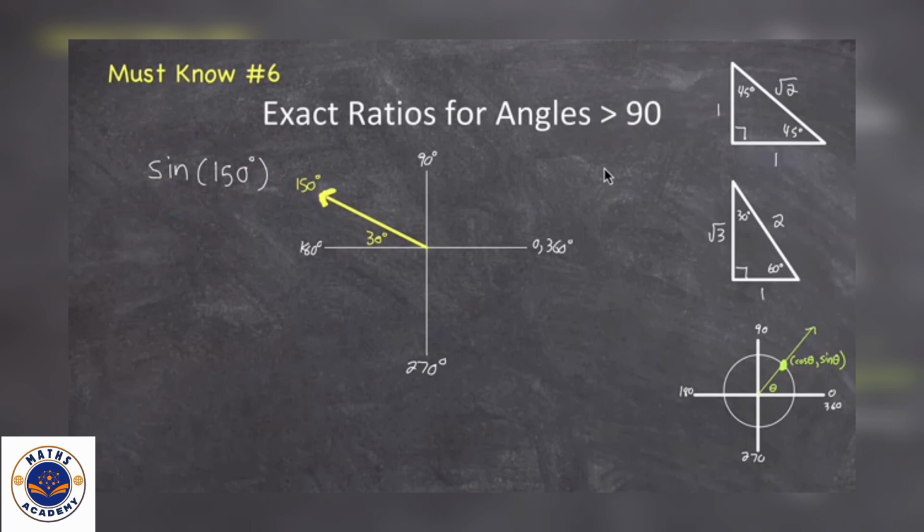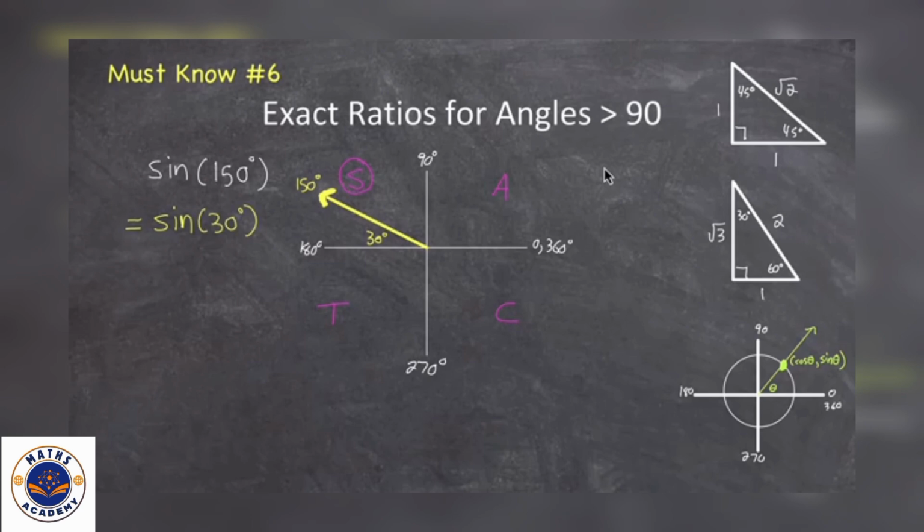And as a reminder, the CAST rule tells me that in quadrant number 2, where the terminal arm is, the sine ratio is positive. For that reason, I know that sine of 150 is going to be equal to the positive sine ratio of the reference angle. So it'll be equal to sine of 30 degrees.